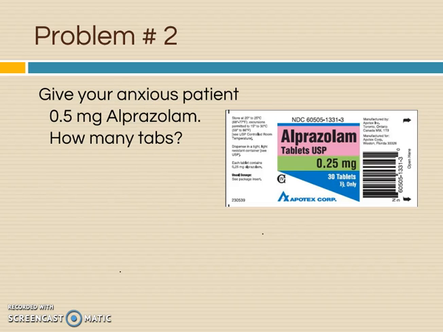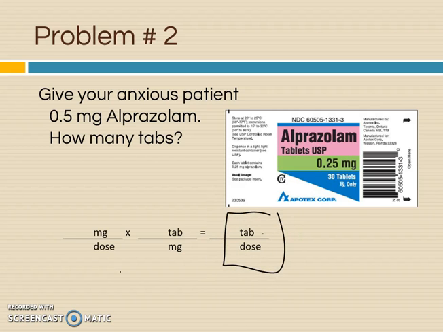On to a different problem. You're going to give your anxious patient 0.5 milligrams of alprazolam. How many tabs? Well, now you see that the tabs are supplied in 0.25 milligram tabs, and so it's pretty easy to see this one right off the bat as well. But we're going to set up the problem anyway, and here it is. We're looking for tabs per dose. Here we go. And we need tabs per milligrams. That is here. Milligrams per dose. That is here. And we want tabs per dose.